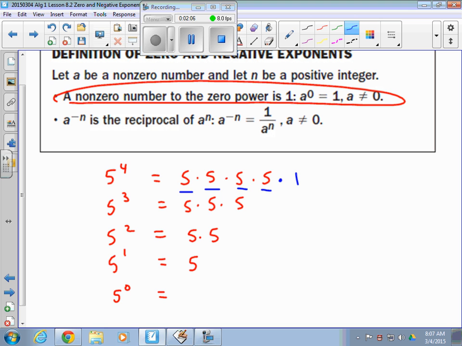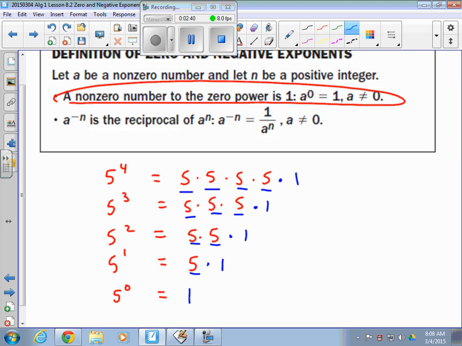5 to the 3rd power is not just 5 times itself 3 times. It's 5 times itself 3 times, times 1. Squared is 5 times itself 2 times, times 1. To the 1st power is 5 times itself 1 time, times 1. So it just acts like a tree going all the way down. That's the reason why 5 to the 0 power, or anything to the 0 power, is 1. So anything being raised to a 0 power is going to be 1.